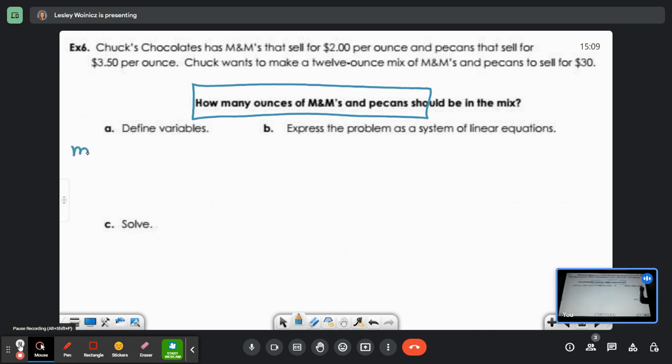Okay, so I'm going to say M equals ounces of M&Ms. Don't say individual M&Ms because you'll lose points for that. Okay, and I'm going to say that P is ounces of pecans. You will not lose points if you say X and Y. I just find it easier at the end when I'm deciding what meant what to use letters that make sense with the problem.